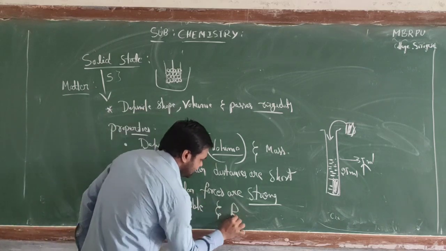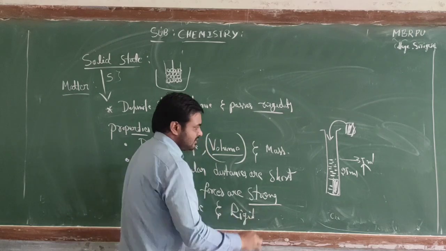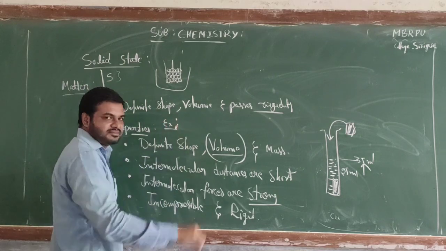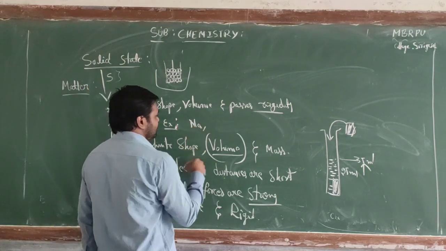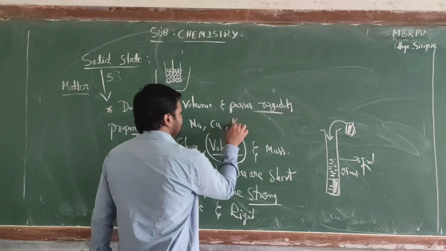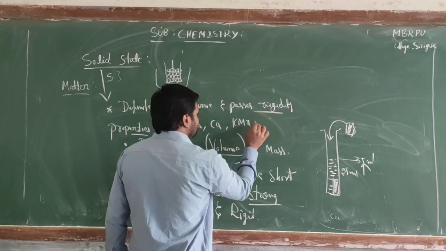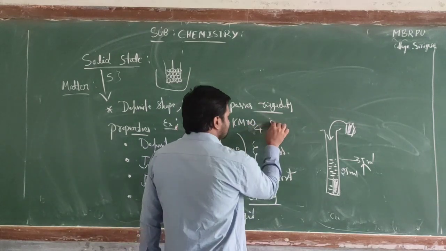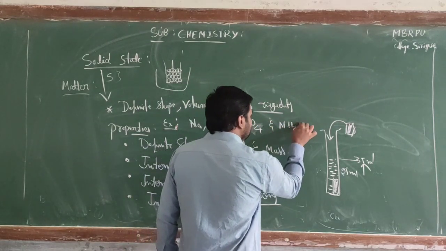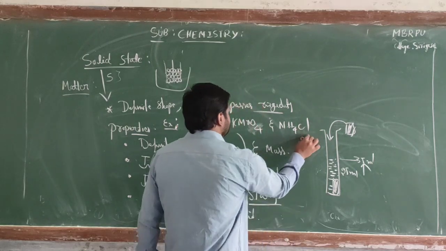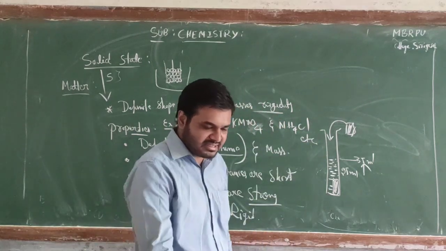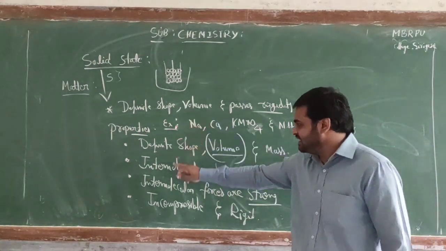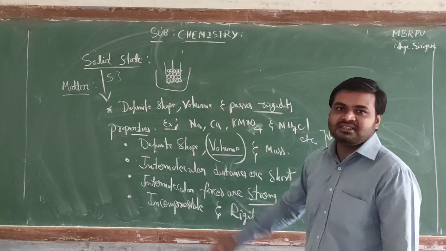And rigid. What are the examples of solids? Ammonia, calcium, potassium permanganate, NaCl, ammonium chloride, etc. So many examples are there. Those are all giving the characteristics of these four. These are called solids.